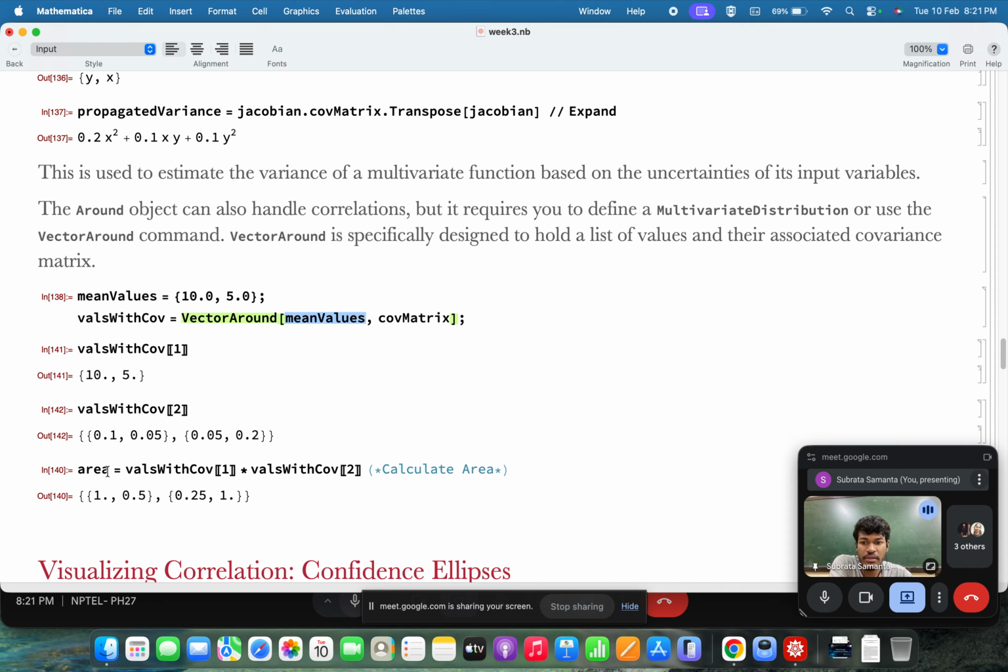Once you calculate this, we just multiply it with this. So, if you multiply this, 10 times 0.1 is 1, right, and 5 times 0.5 is 0.25, right.